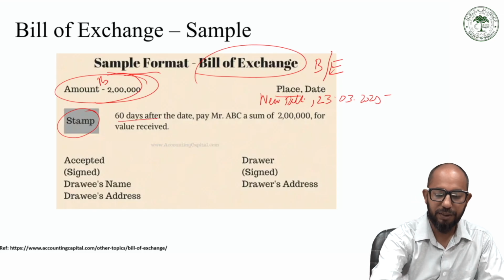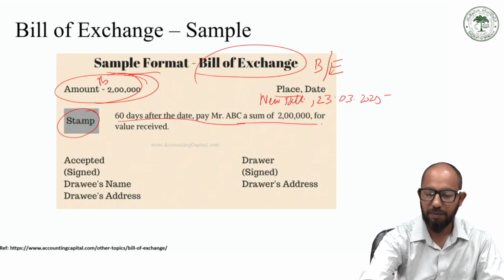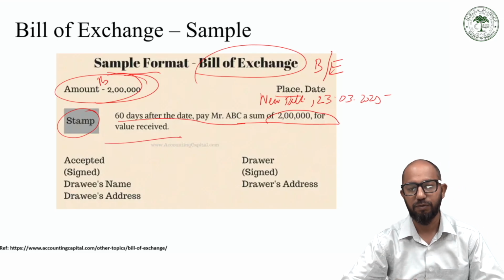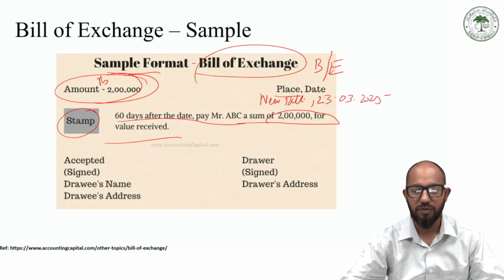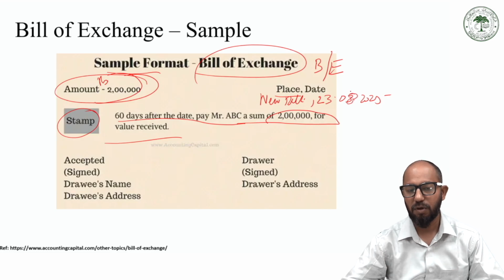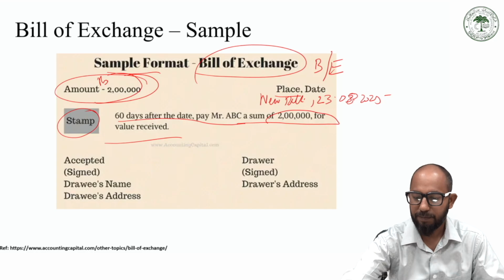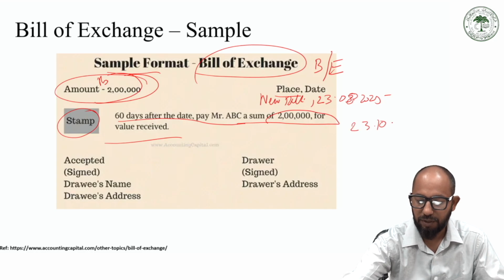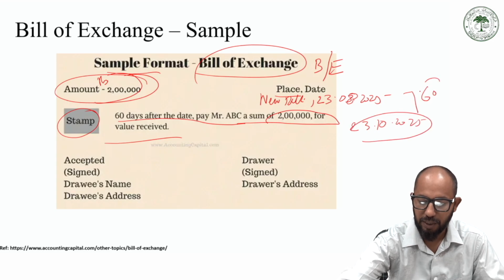and 60 days after the date, pay Mr. ABC a sum of rupees 2 lakh for value received. Value received means they have received goods, and now the payment of 2 lakh will be paid after 60 days. Now let us assume this, instead of March, to be August, so that we can decide. So August, September, October, it means 23/10/2025. That will be the date which will make it 60 days.